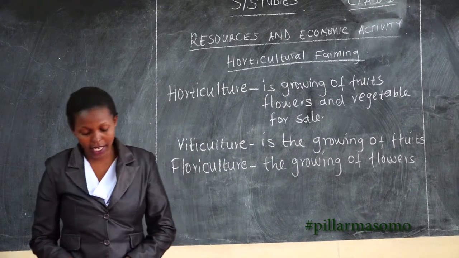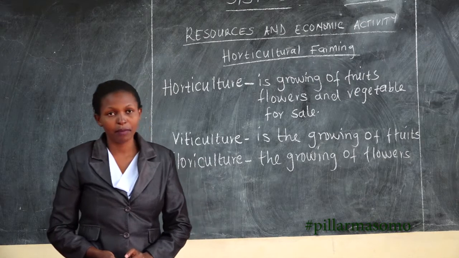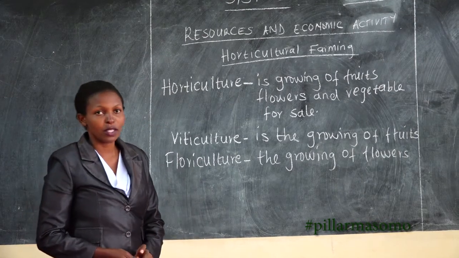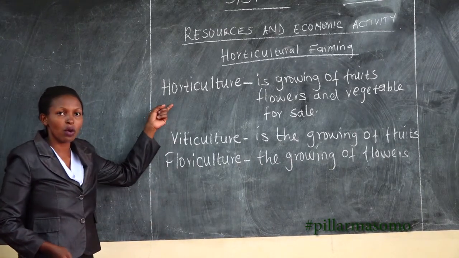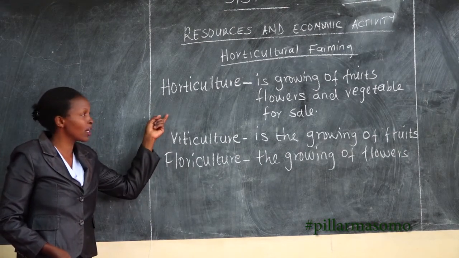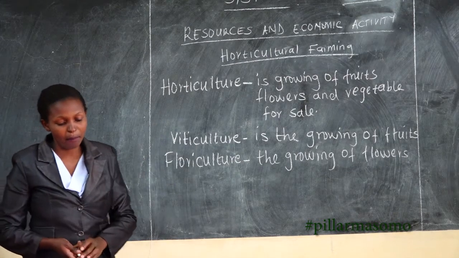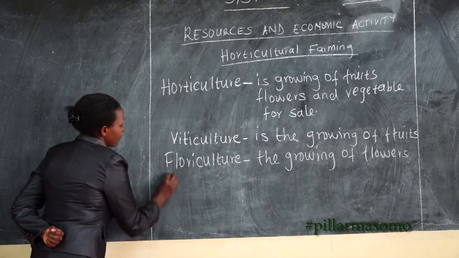Most of the horticulture farming is mainly done near urban centers, as they offer a ready market for the produce. So we have talked about the horticulture. Where is it mostly grown? It is mostly grown in urban centers. Why is it grown in urban centers? Because we have the market there. And then we have the word market garden.